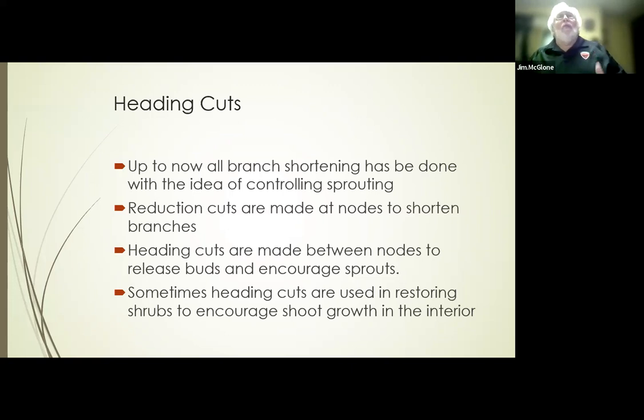So when we make heading cuts on roots, especially roots that are less than 1 inch in diameter, they are going to sprout vigorously as we release them. And with gymnosperms, they do have suppressed root buds in their root system. So even with gymnosperms, when we make heading cuts on those roots, that will cause them to grow a lot of roots to replace what's been cut.